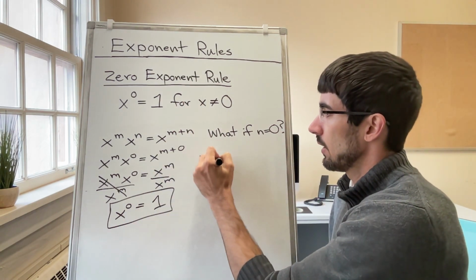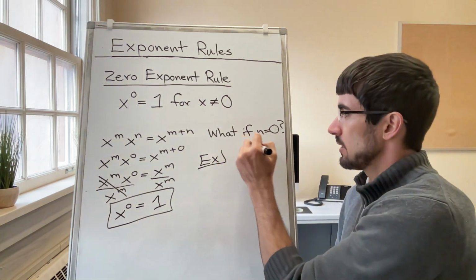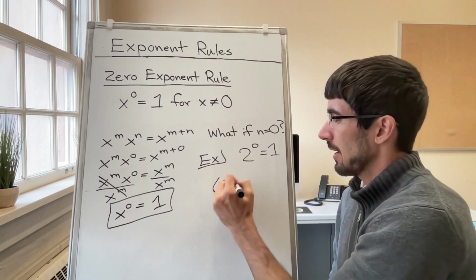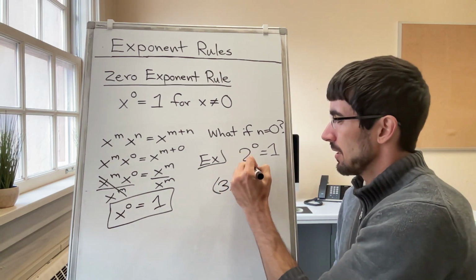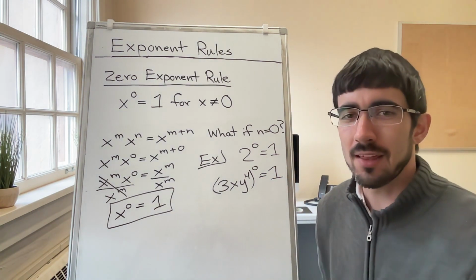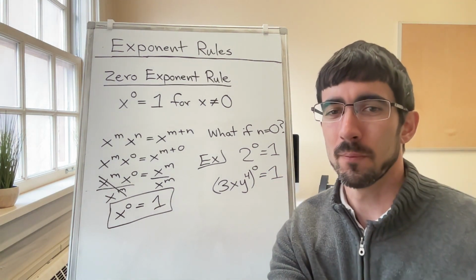So examples of this: if I have 2 to the 0, that equals 1, right? If I have (3xy^4) to the power of 0, all of that equals 1. That's the zero exponent rule.